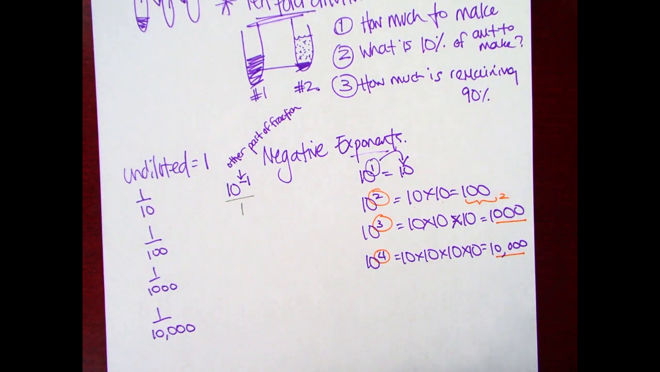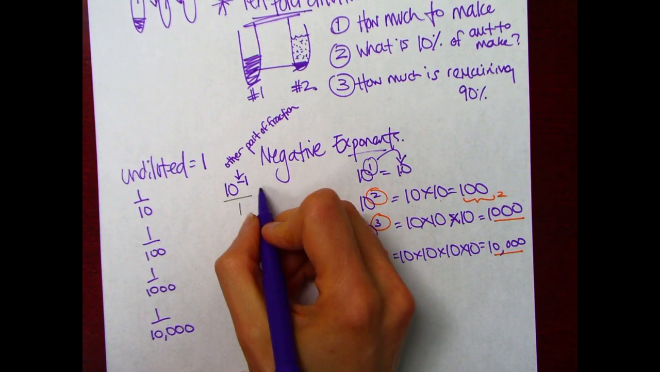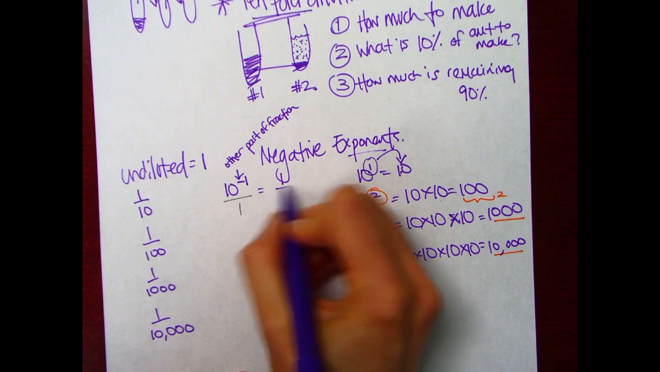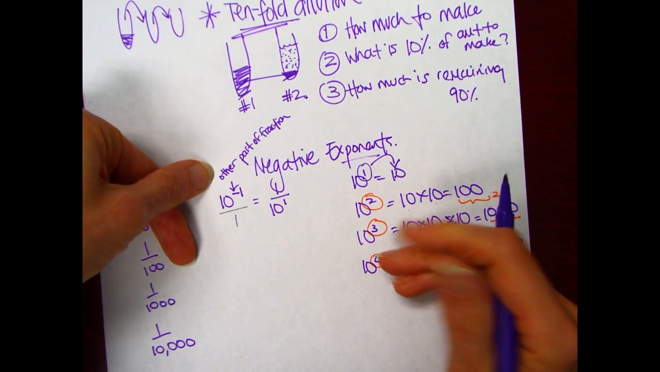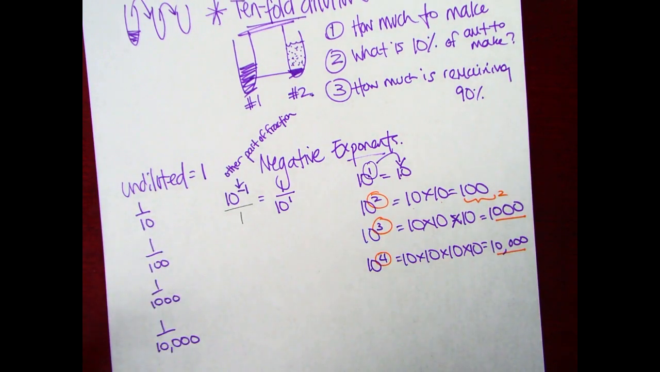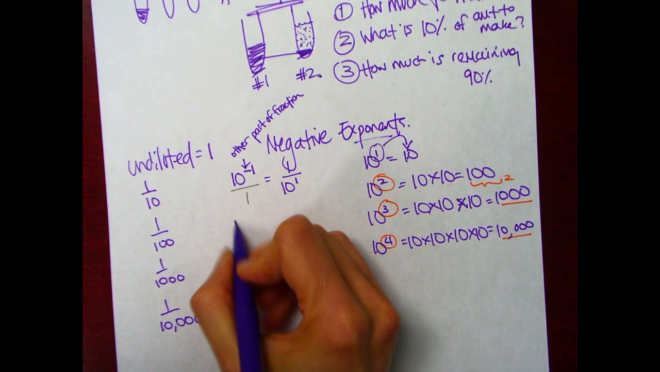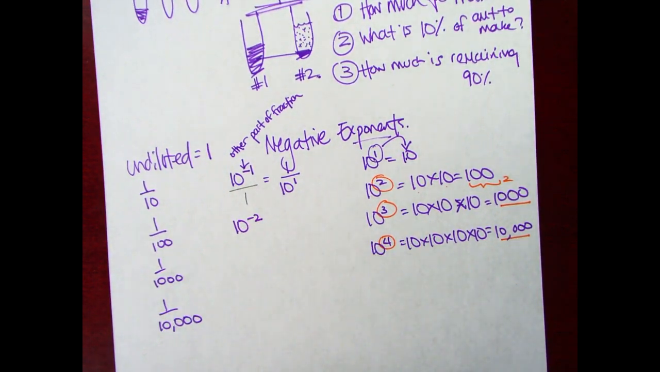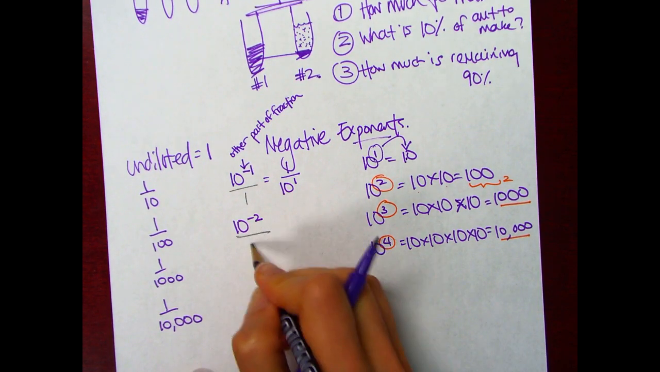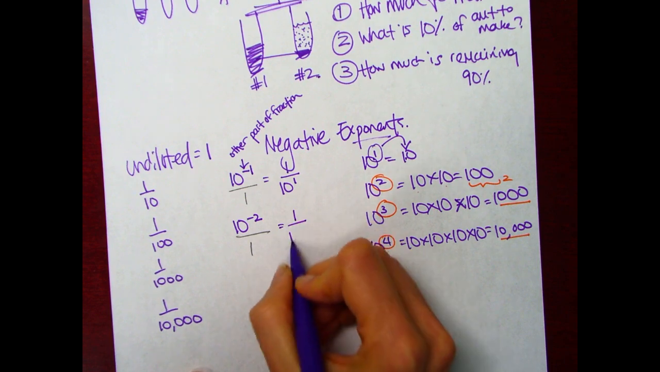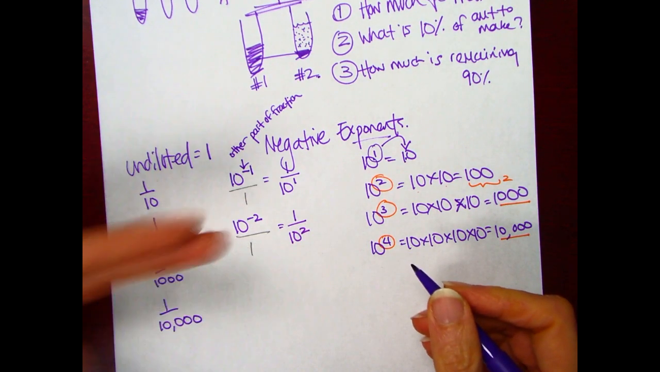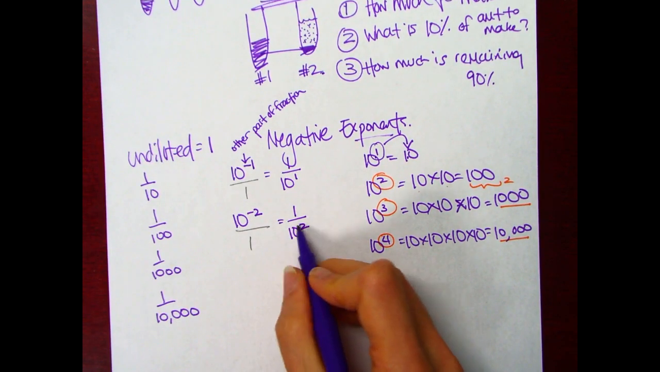Okay, so 10 to the minus 1 is the same as 1 over 10 to the 1. So by flipping the fraction over, we have gotten rid of the negative exponent. Okay, hopefully this is making some sense to you. So 10 to the minus 2 can be thought of actually as the fraction 10 to the minus 2 over 1. And so then that can be rewritten as 10 to the 2. Again, flipping the fraction changes this to a positive.